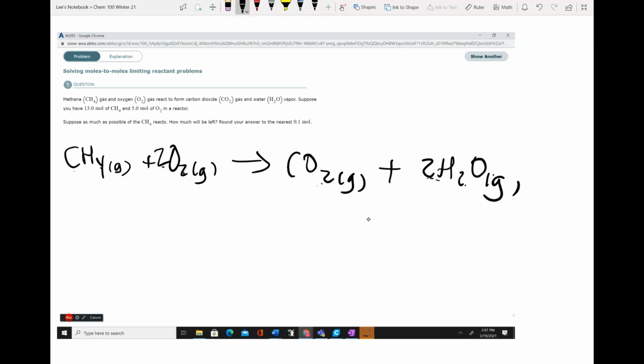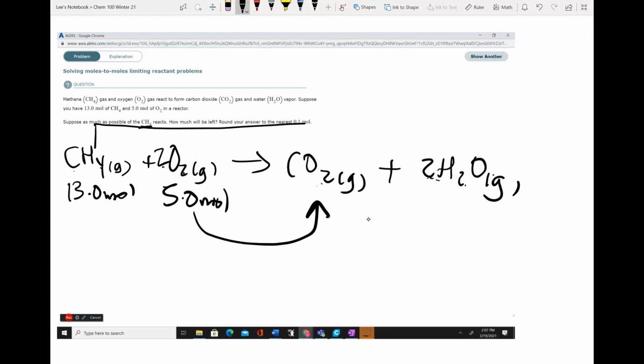Okay, here we go. 13 moles of that guy. Oh, hang on. Yeah, 13 mole of that one and 5 mole of that one. Sometimes you kind of rush these and you can get ahead of yourself. Suppose as much as possible of the CH4 reacts, how much will be left? First step, identify the limiting reactant. So I'm just going to turn it all into CO2 and see what we get.